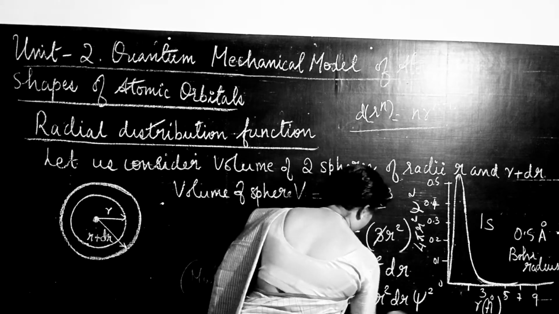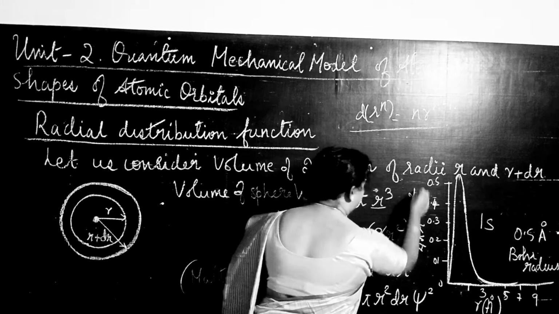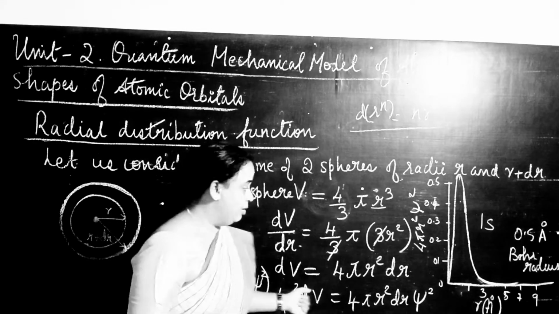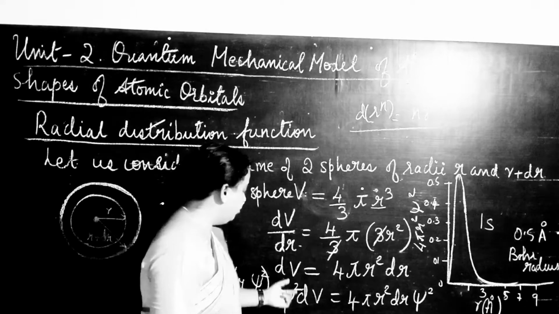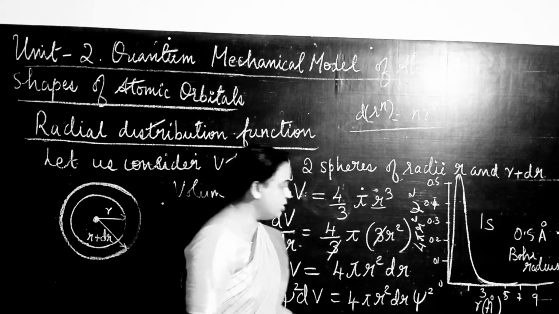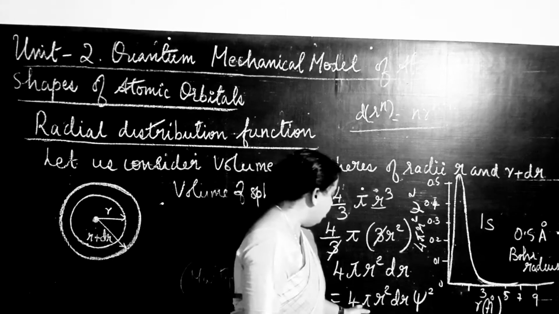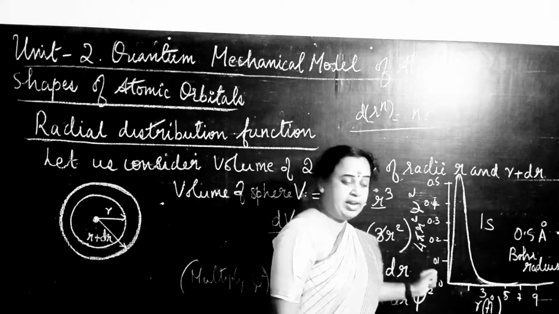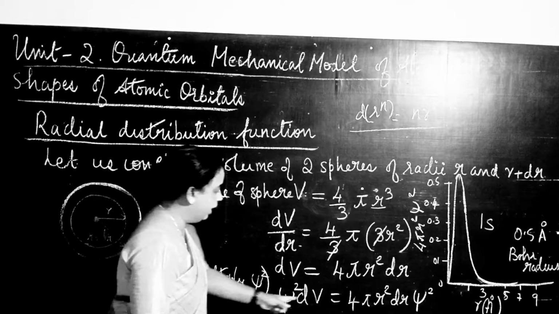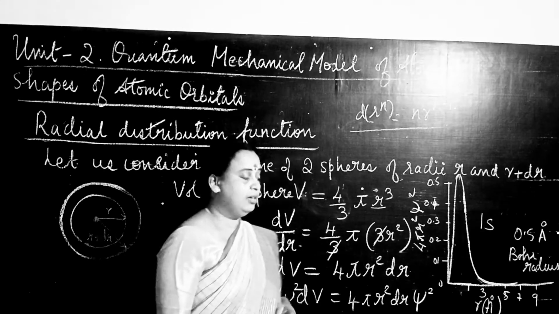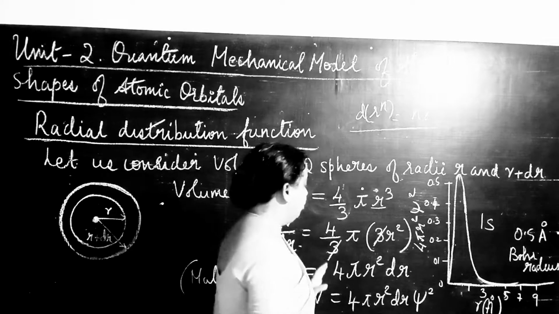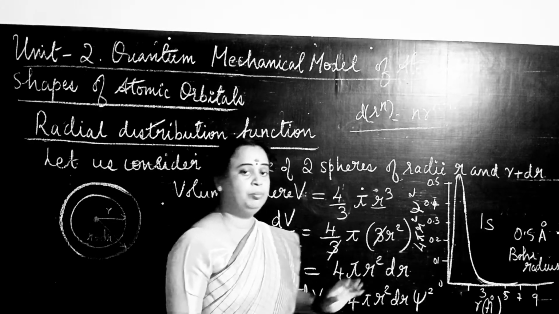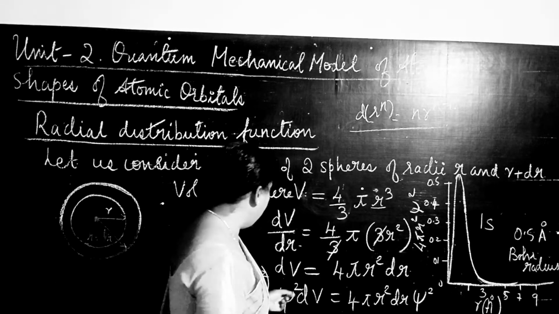Now this 4 pi r squared psi squared you are considering as the, we are plotting a graph based on the radius. So after differentiating from this we are plotting a graph here. So 4 pi r squared psi squared you are considering as the y-axis, and your radius you are considering as the x-axis. Okay, so this is the plot which shows the Bohr's radius.